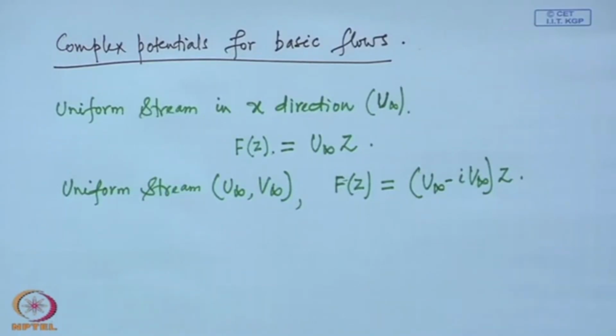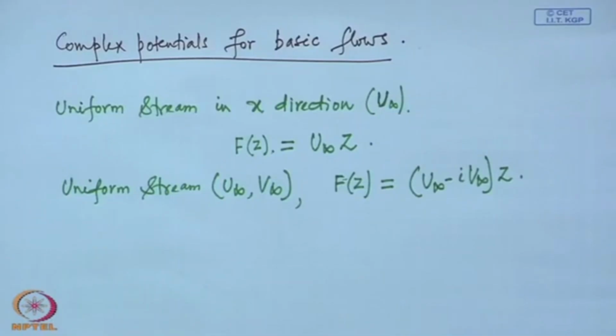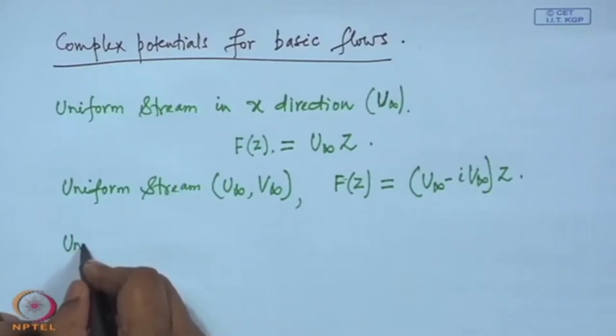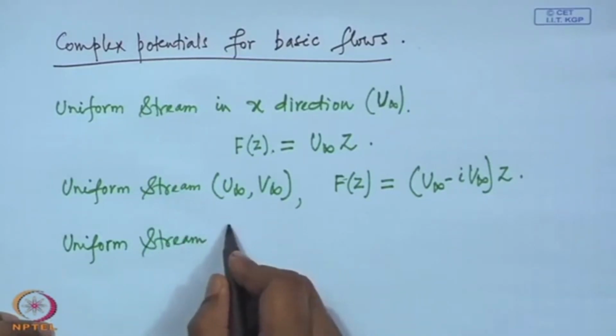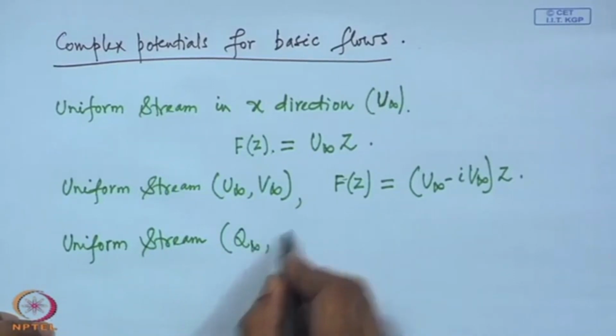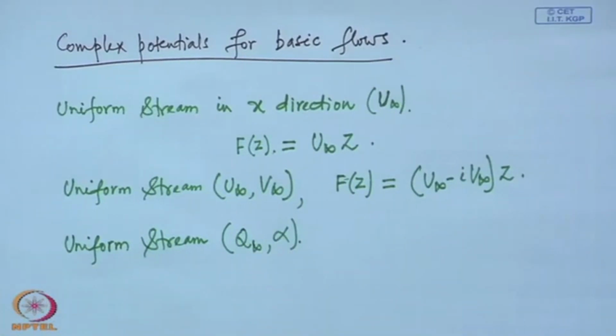Let us say the same velocity, but instead of expressing it in terms of components u infinity, v infinity, we say that the uniform stream is at an angle alpha. That is rather perhaps more dear to us, the flow at an angle of attack. So, let us say that uniform stream, the magnitude is q infinity at an angle alpha to the x axis.